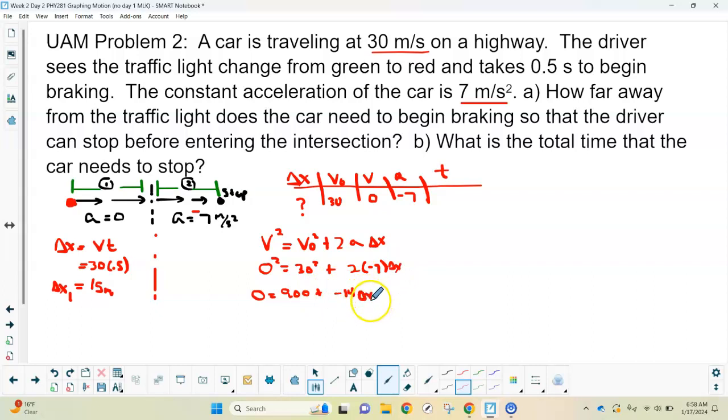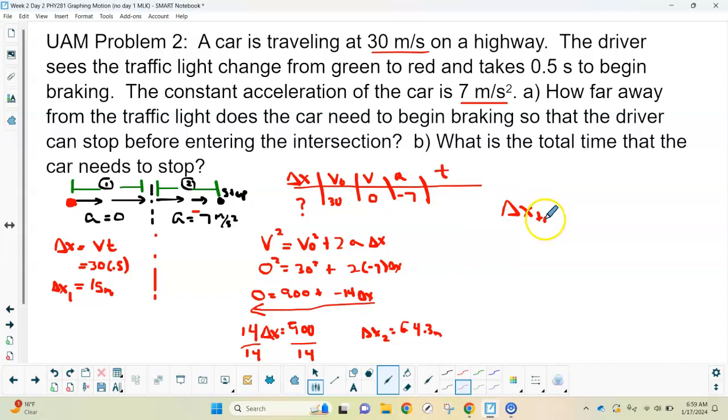We've got to do some algebra here and solve, so I'm going to take this -14 to the other side and it becomes positive. So 14 delta x equals 900. And then you divide through by 14 to solve for delta x. So again, just going through all the algebra here, showing the work. For delta x for part 2, it turns out to be 64.3 meters.